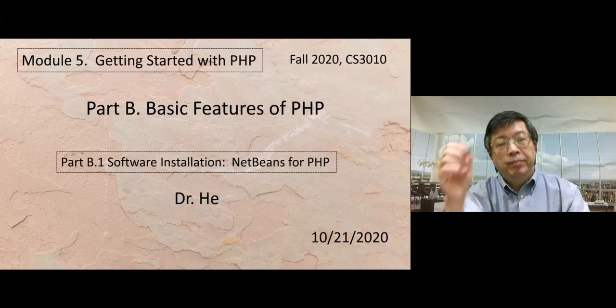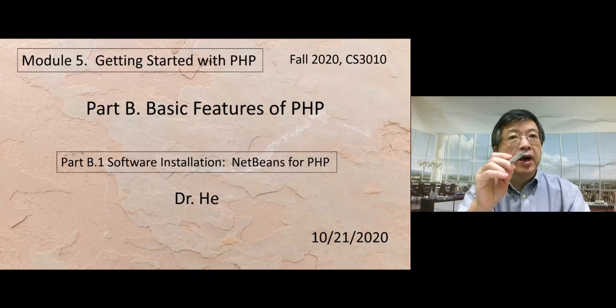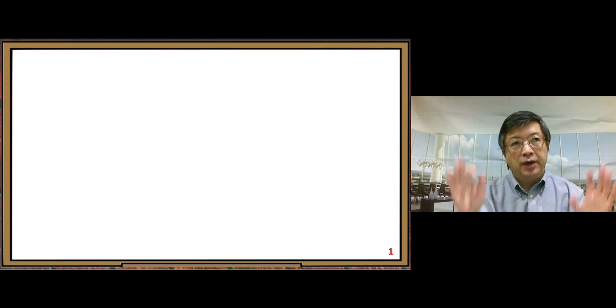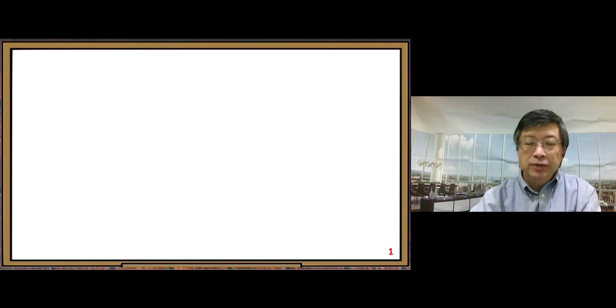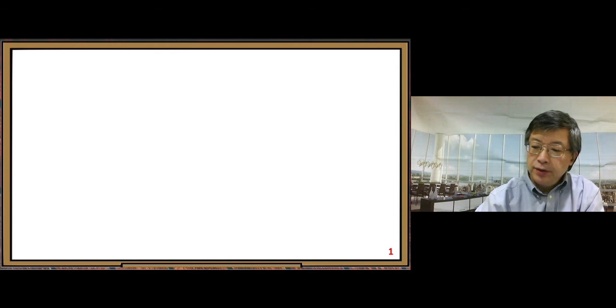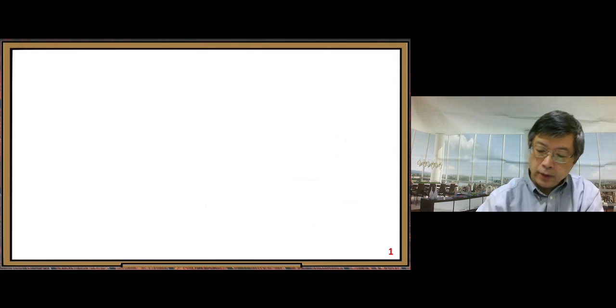Basic features of PHP. In B.1, we first look at the software installation, NetBeans for PHP. Before that, let me give you some simple explanation. All right. First, you need to download. I need to change the color.